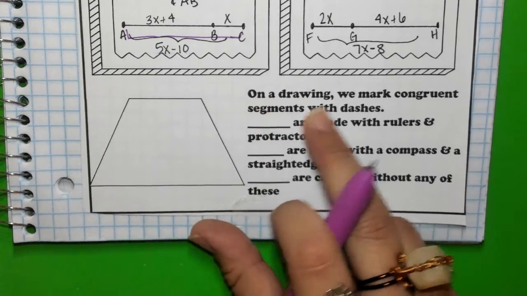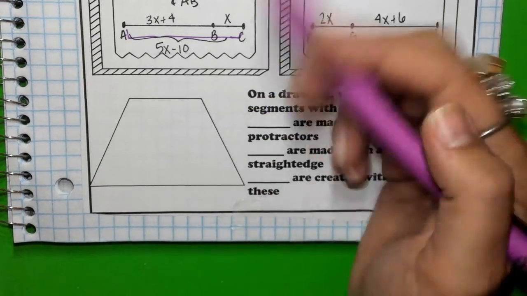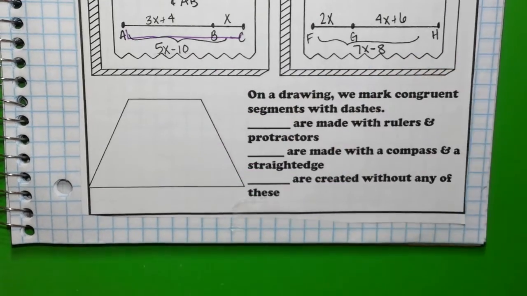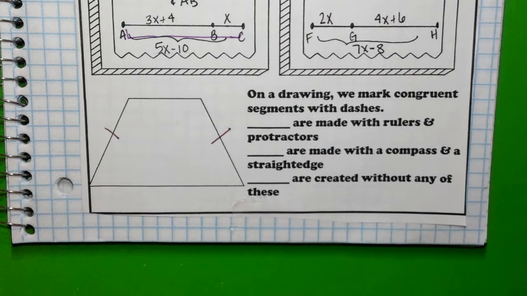All right, it says, on a drawing, we mark congruent segments with dashes. So, looking at this drawing, do you think the top and the bottom are congruent or the sides? Put tick marks on them. That's what I mean by dashes. That's how they are congruent.